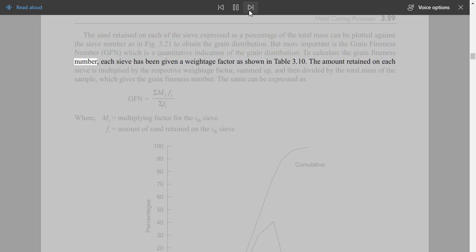To calculate the grain fineness number, each sieve has been given a weightage factor, as shown in Table 3.10. The amount retained on each sieve is multiplied by the respective weightage factor, summed up, and then divided by the total mass of the sample, which gives the grain fineness number. The same can be expressed as GFN equals the sum of Mi Pi divided by the sum of Pi, where Mi equals multiplying factor for the ith sieve, Pi equals amount of sand retained on the ith sieve.